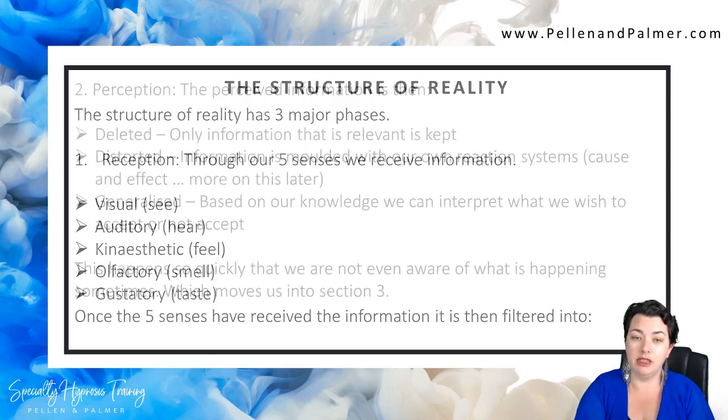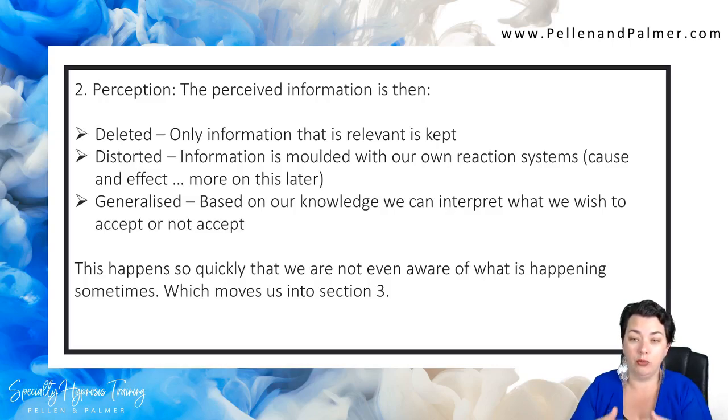Once that information is received, it then goes on to section number two, which is perception. This information is perceived, and then it does one of three things. First, it will delete information as to what's relevant and what's not, and what is required to be kept. Then it will start to distort the information. It'll mold it into your own reality based on the information that you already have. Then it will generalize all of that information based on all of the knowledge that you interpret to be true.